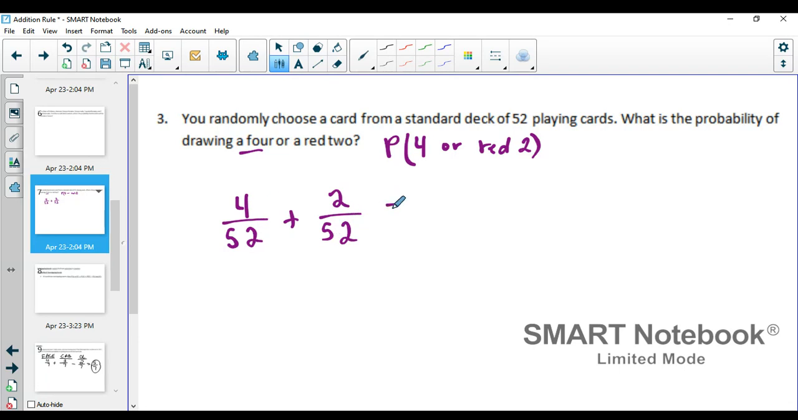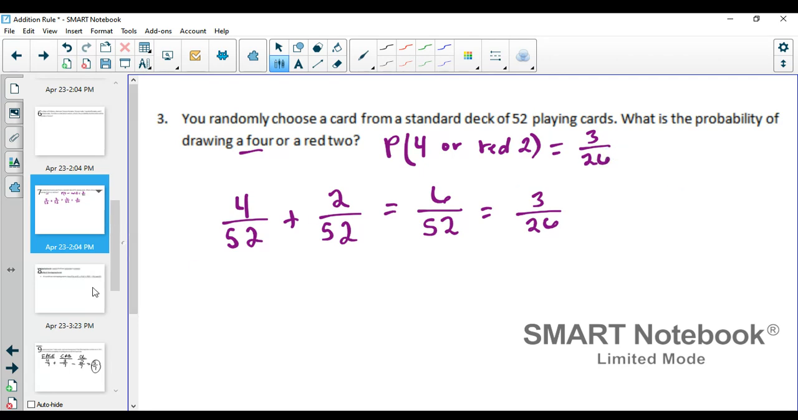Okay, so we're going to add these together. So 4 plus 2 is 6. And remember, when you're adding fractions, they need to have a common denominator, and that common denominator does not change in your answer. So it's 6 over 52, which we can simplify to 3 over 26. So the probability of drawing a 4 or a red 2 is 3 out of 26.